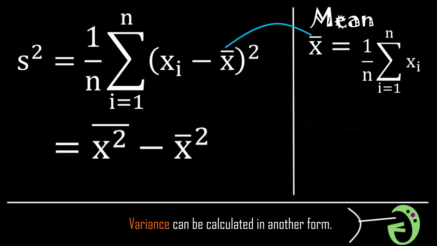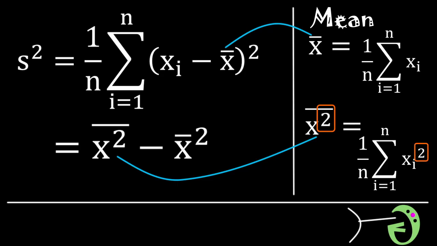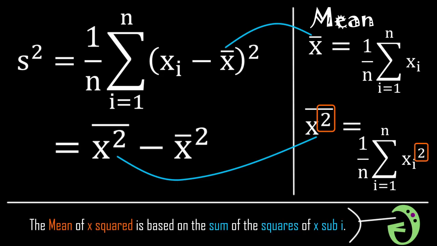Variance can be calculated in another form. The mean of x squared is based on the sum of the squares of x sub i.